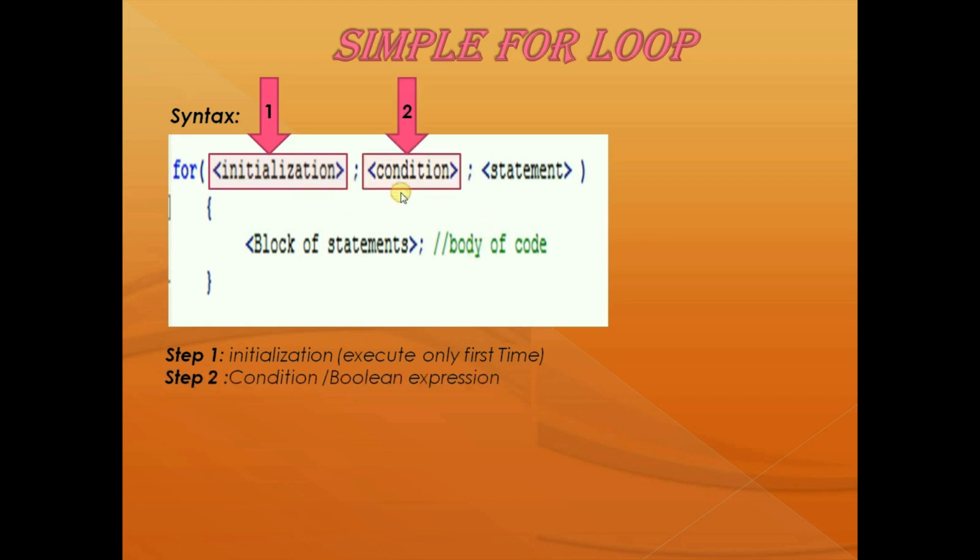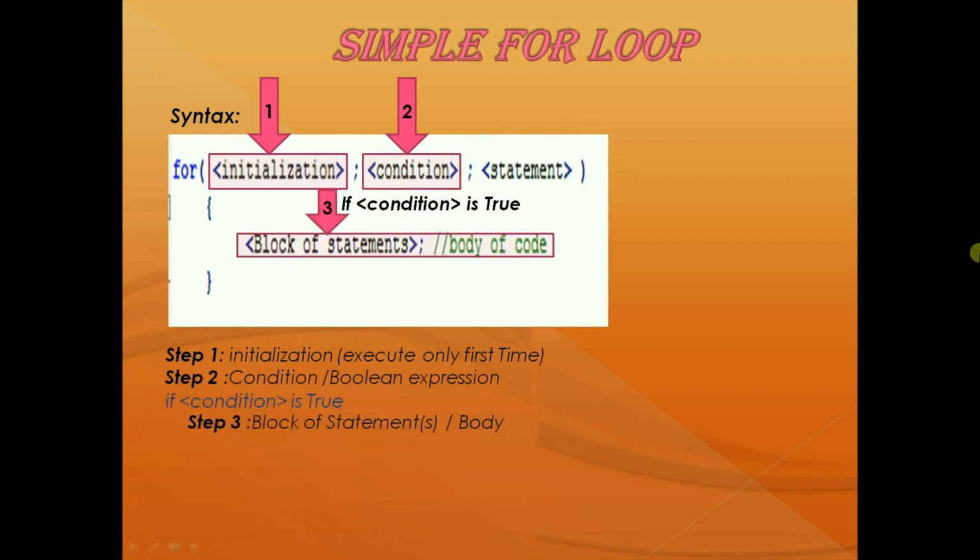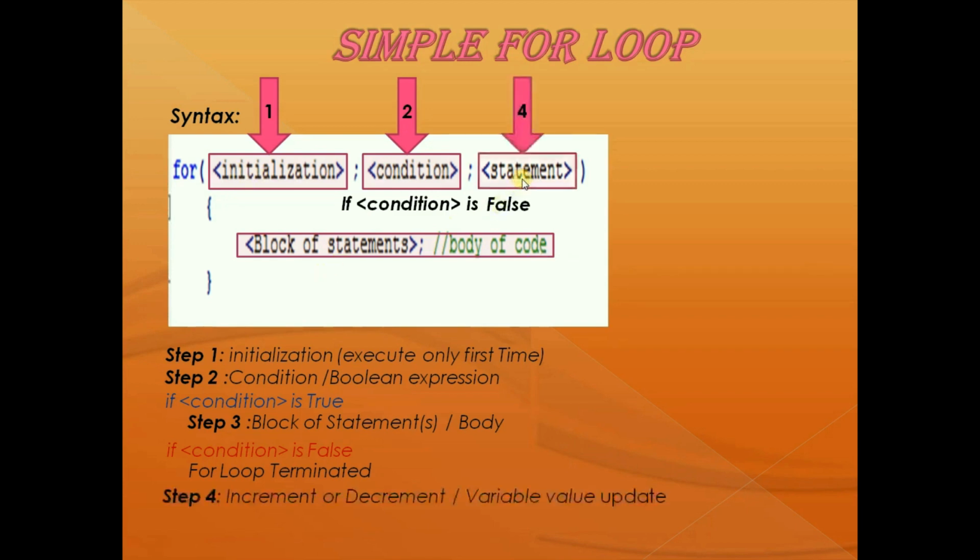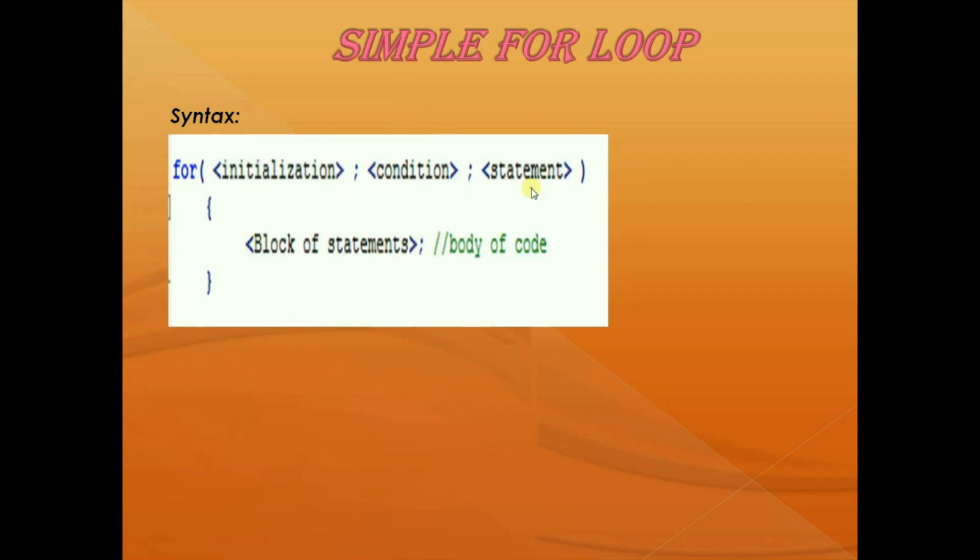After that, next the boolean expression will be evaluated. If it is true, the body, or we can say statements, of the loop is executed. If it is false, the body of the loop will not be executed and control jumps to the next statement past the for loop. Once the body statements are executed, the control jumps back up to the increment or decrement statement in the for loop. This statement allows you to update any loop control variables. So this is one complete cycle.